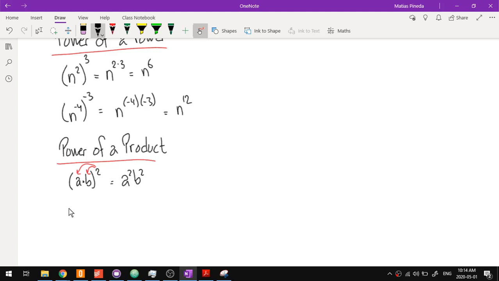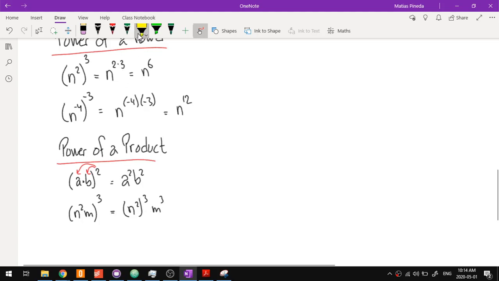We can also have a scenario where we have n squared. So one of the terms in the product has an exponent other than 1. So n squared times m, here's a product. And then cubed. Same sort of thing. We're going to apply the 3 to each of the terms in here. So what we're going to do here is we have n squared, and that's going to be cubed. And then we have m cubed.